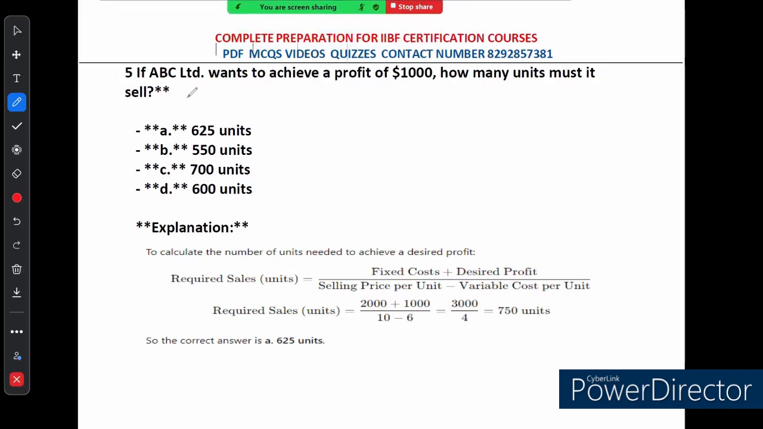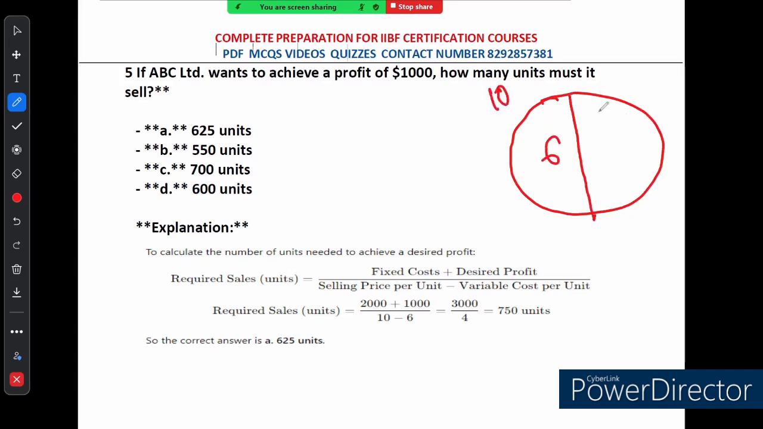So how to calculate this? Earlier I told you to draw this particular diagram. See, what is the selling price per unit? Selling price per unit is 10 rupees. What is the variable cost? It was 6 rupees. So this area is how much? 4, which is called contribution margin per unit, right?